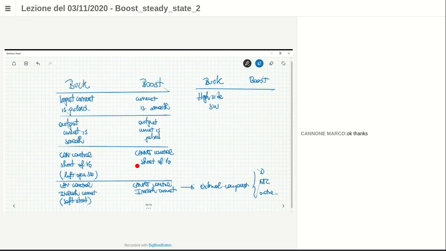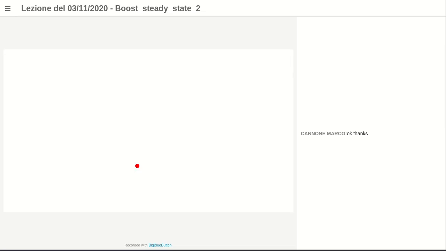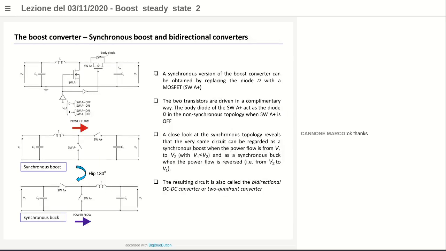Boost converter. The boost converter has the switch connected to the ground. One side, the source of the MOS transistor, is connected to the ground. So this is the low side switch. Low side switch means that you can easily control it. We can say that these are some parameters that you can use to compare the converters.